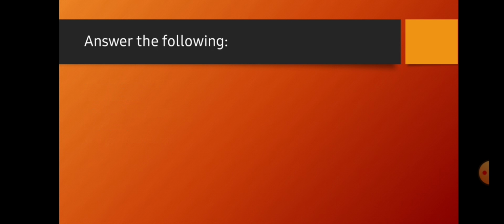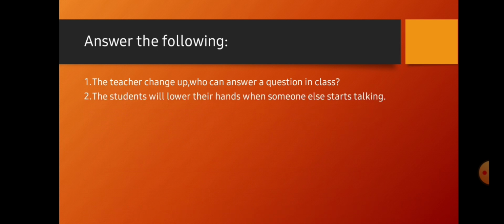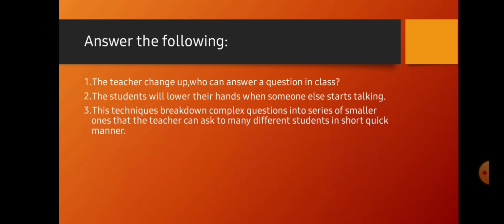Okay, answer the following. Number 1. The teacher changes up who can answer a question in class. Number 2. The students will lower their hands when someone else starts talking. Number 3. These techniques break down complex questions into a series of smaller ones that the teacher can ask to many different students in a short, quick manner.